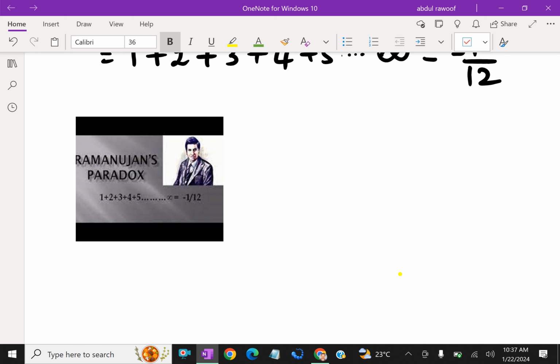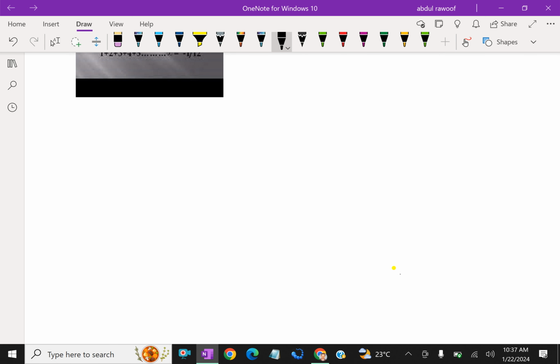Look here. First, write the given series. Let it be series 1. Let it be S1. That series is 1 plus 2 plus 3 plus 4, 5, 6, and it goes up to infinity. Let it be equation 1.